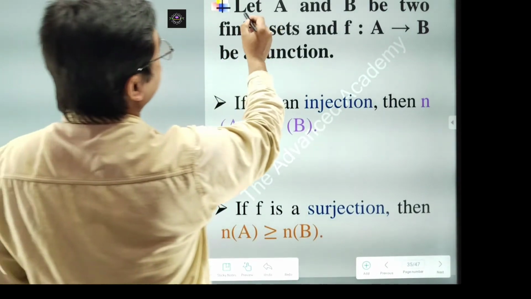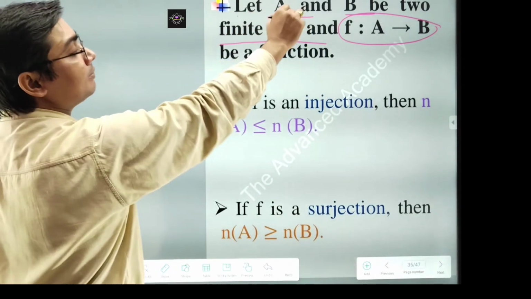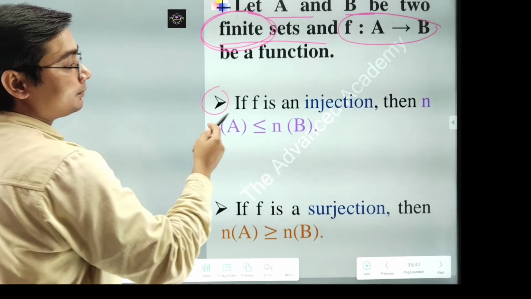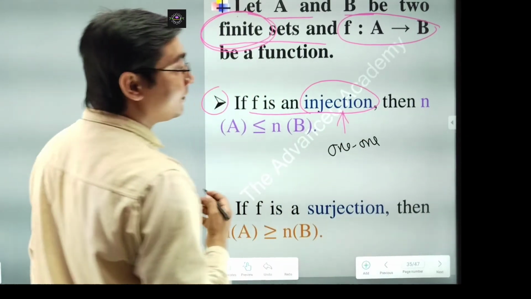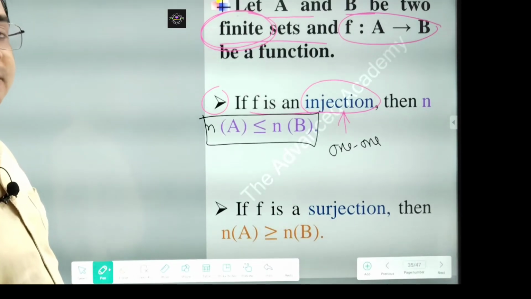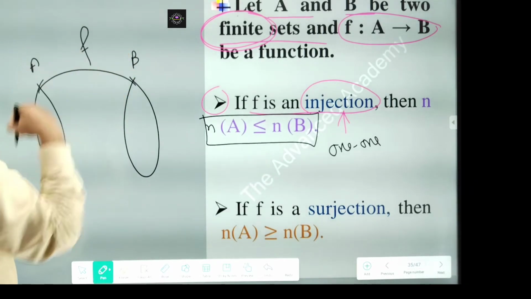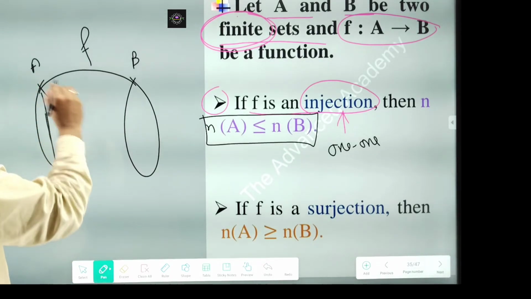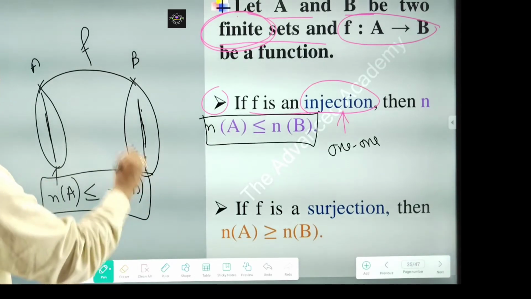And you see here, let A and B be two finite sets and f is a function from A to B. Here A and B are finite sets, both are finite, and f is a function from A to B. Then this happens: if f is injective or one-one, then the number of elements in A is less than or equal to the number of elements in B. That means the number of elements in A should be less than or equal to the number of elements in B, always, for one-one.